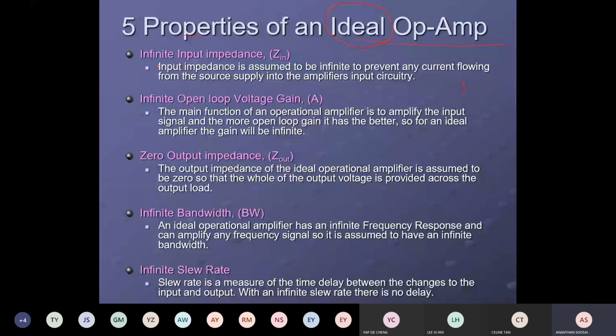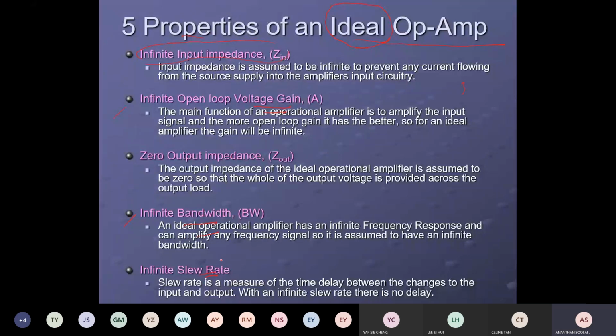Out of these, 4 are infinite. Remember, the infinite ones are easier. It has infinite input impedance. It has a 0 output impedance. It has an infinite gain. It has an infinite bandwidth. It has an infinite slew rate.